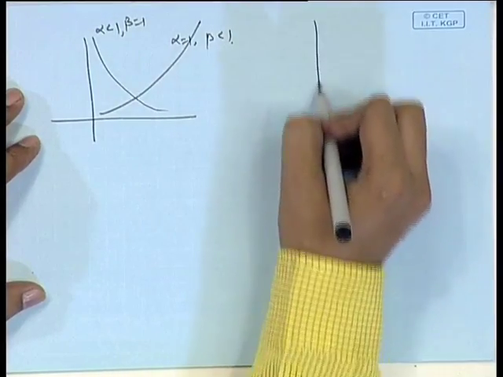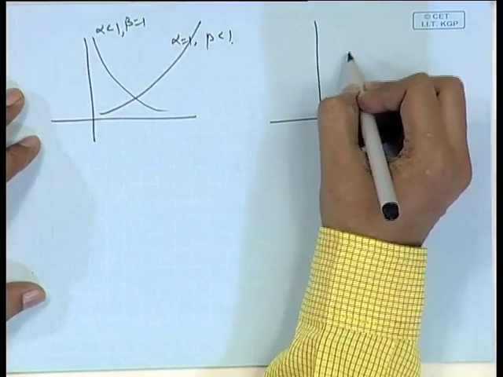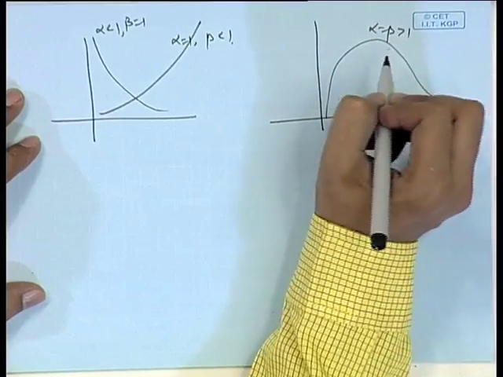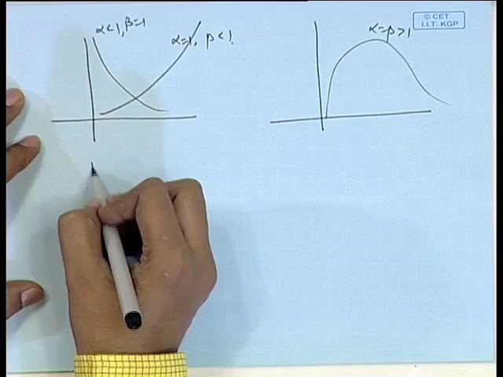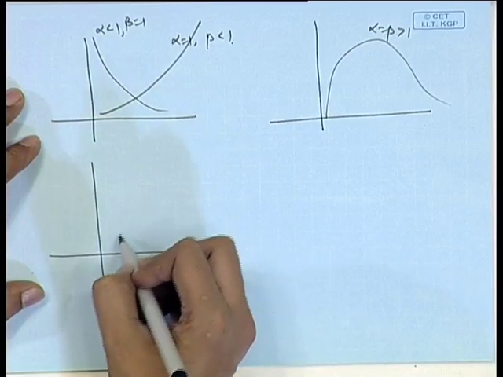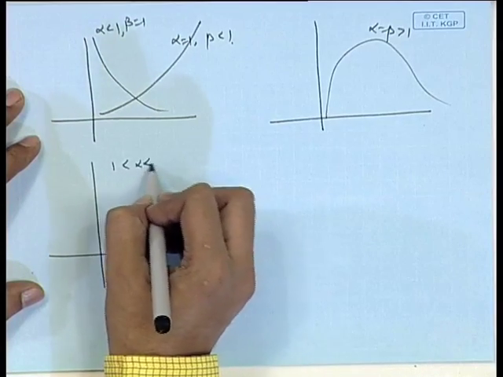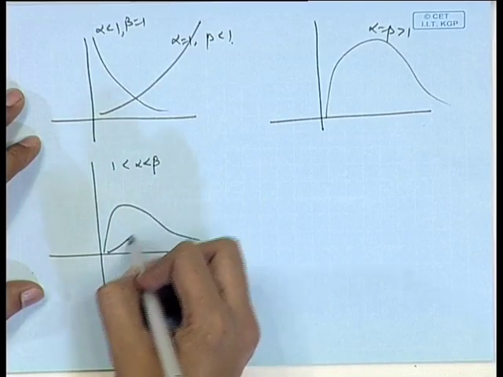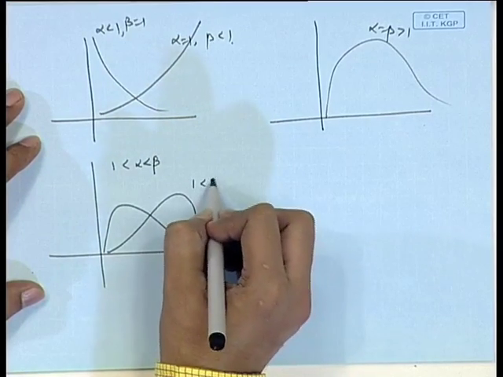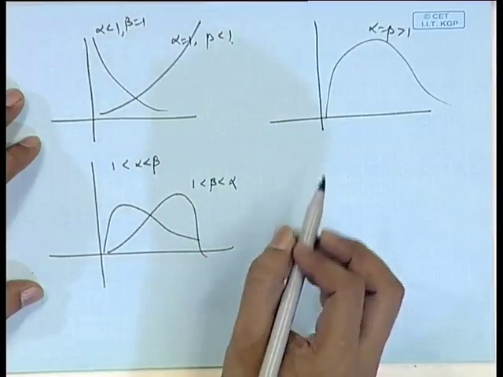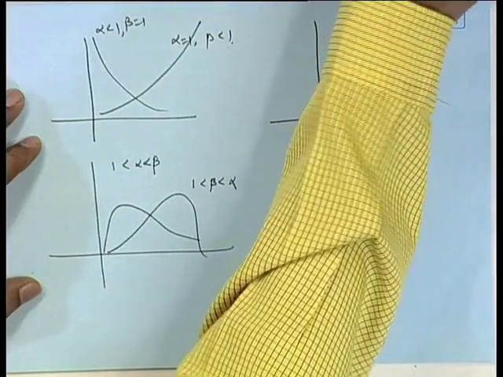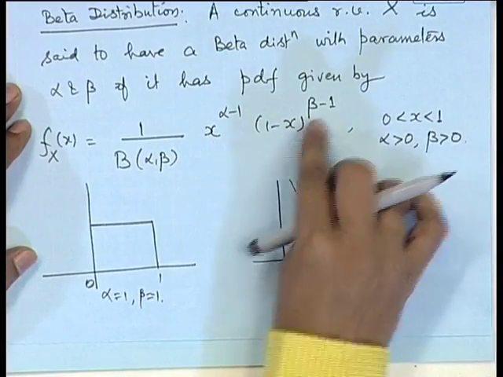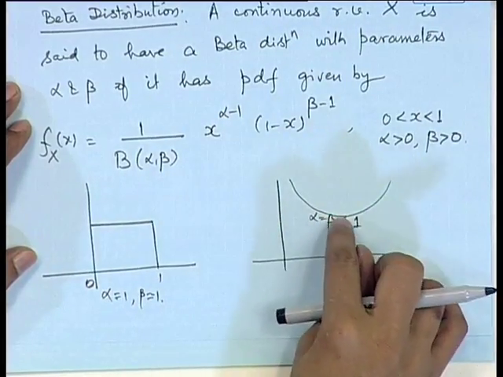If we take alpha equal to beta, but greater than 1, then the shape will become something like this. If we have 1 less than alpha less than beta, then the shape will be something like this. The shape will be something like this if we take 1 less than beta less than alpha. So, here you can see that since two parameters alpha and beta are there, depending upon the values of alpha and beta, various kinds of shapes are coming.